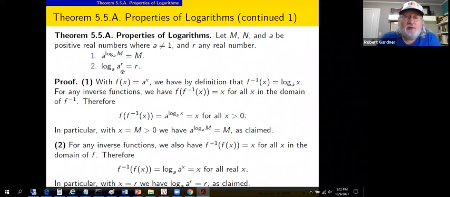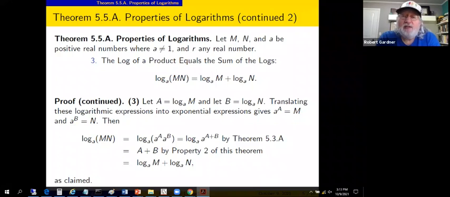And with a little substitution, x equals r for a real number, we get log base a of a to the r equals r itself. And that's the second claim. So these first two properties are simply the fact that logarithms are inverses of exponential functions and the definition of what an inverse function is.